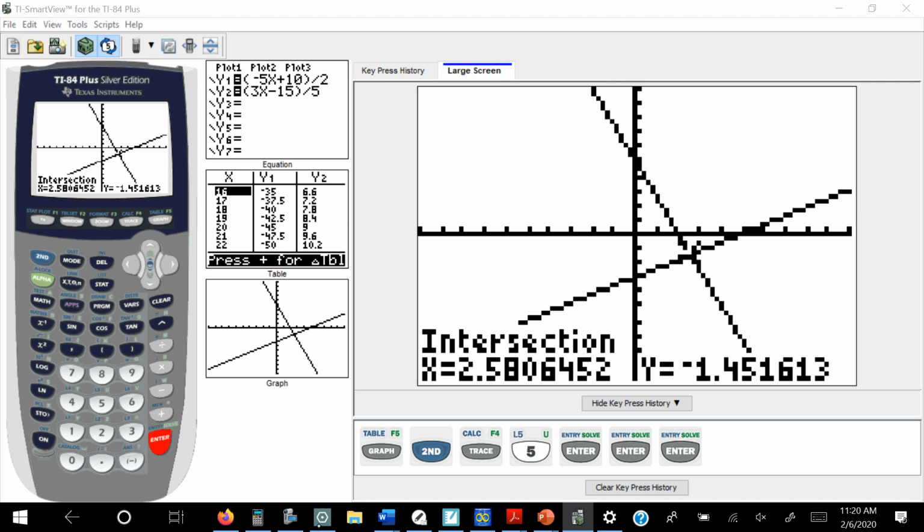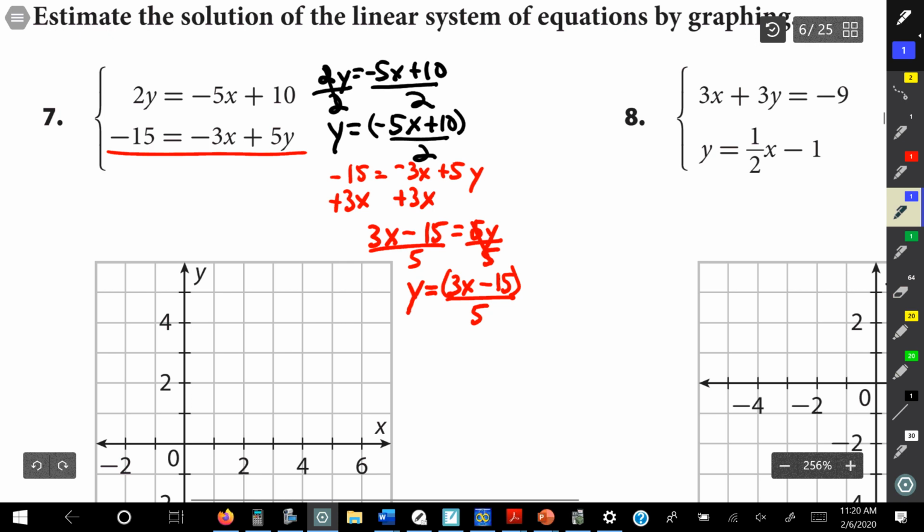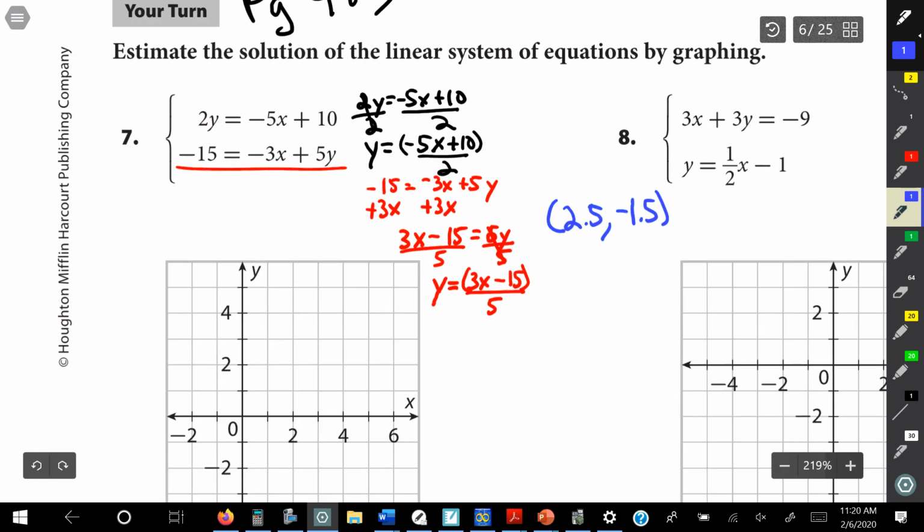So my answer is 2.5 and negative 1.5. And it has a graph, but we've talked about how to graph it, and I just want to go over how to find a solution with the calculator. All right, let's take a look at number 8.